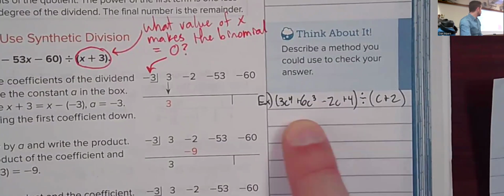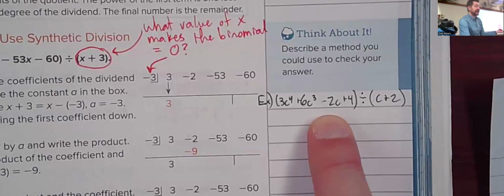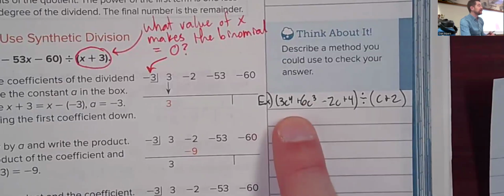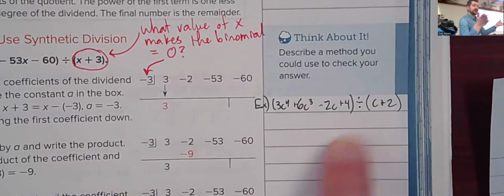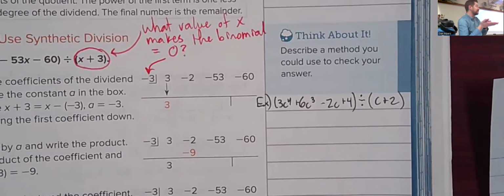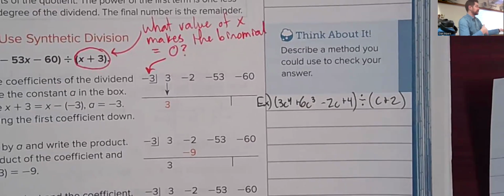And that would be true even if we were doing long division. We didn't run into that yesterday, but even with long division, you would have to write 3c to the 4th plus 6c cubed plus 0c squared minus 2c plus 4 under your division symbol. So you always have to do that. You have to use a placeholder 0 for any missing exponents, even with long division, but also with synthetic division. So that's something to keep in mind.